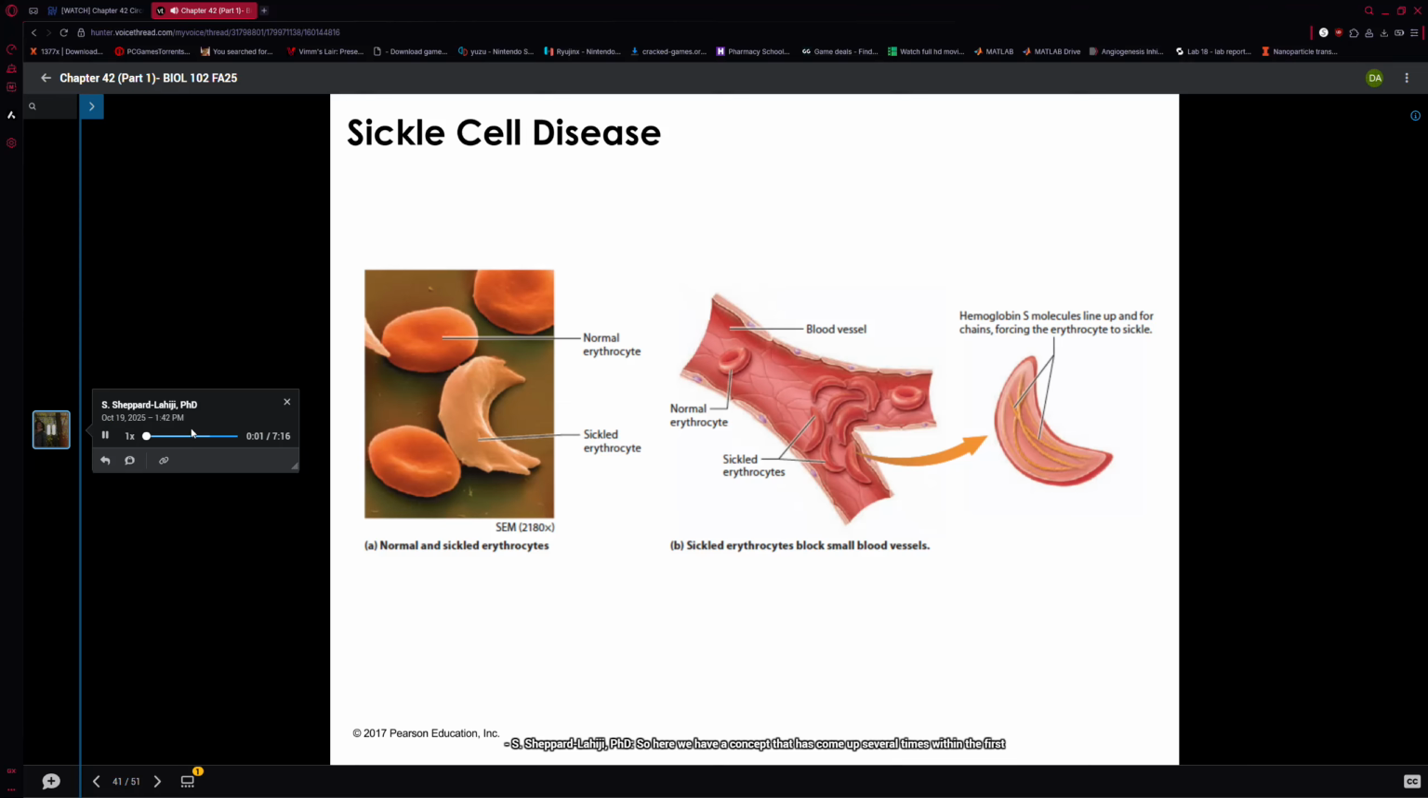So here we have a concept that has come up several times within the first half of the course. And now we can think about it as it pertains to the cardiovascular system, and that is sickle cell disease. This is an example of an erythrocyte based disorder. As an overview from earlier discussions of this content, sickle cell disease is a result of a point mutation.